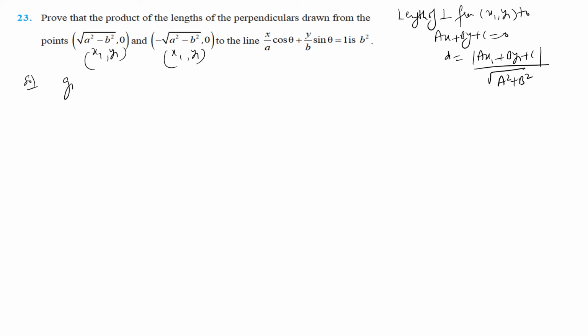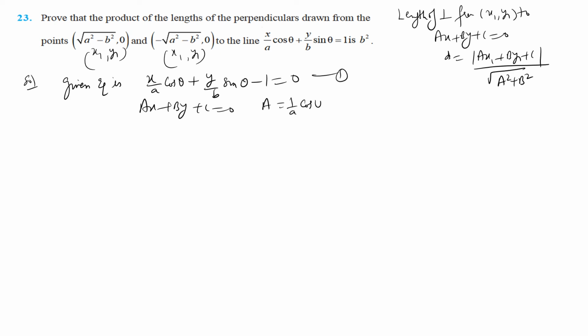Given equation is x upon a cos theta plus y upon b sin theta minus 1 equal to 0. Now compare it with ax plus by plus c equal to 0. A we get 1 upon a cos theta, b we get 1 upon b sin theta, and c here is minus 1. Suppose I take these points as 1 and 2, and we take this as equation 3.